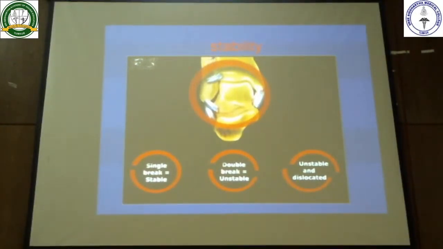Then it shows stability. This is just a diagram showing how stable the ankle joint is going to be after the fracture.